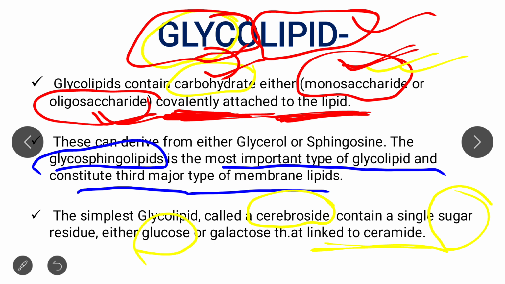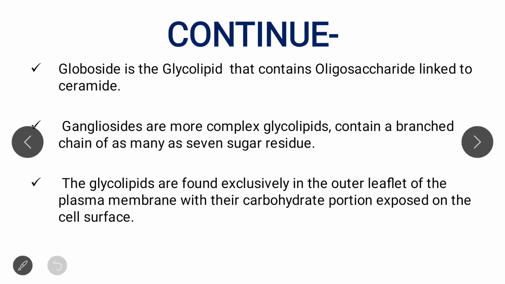It may be either glucose or galactose, which is linked to ceramide. Next, now more complex than cerebroside. Give an example. The example will be globoside. Globoside is more complex than the cerebroside, but not the most complex one.